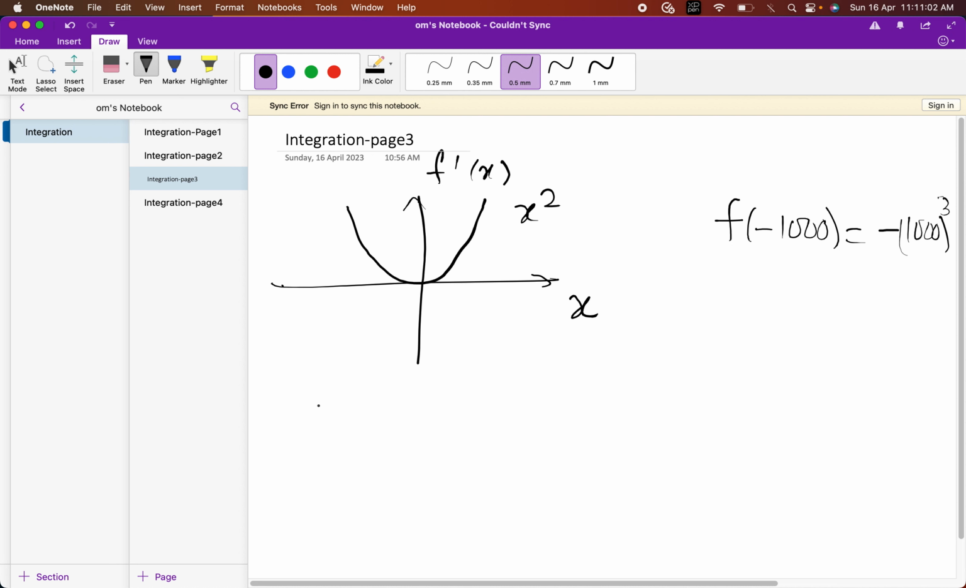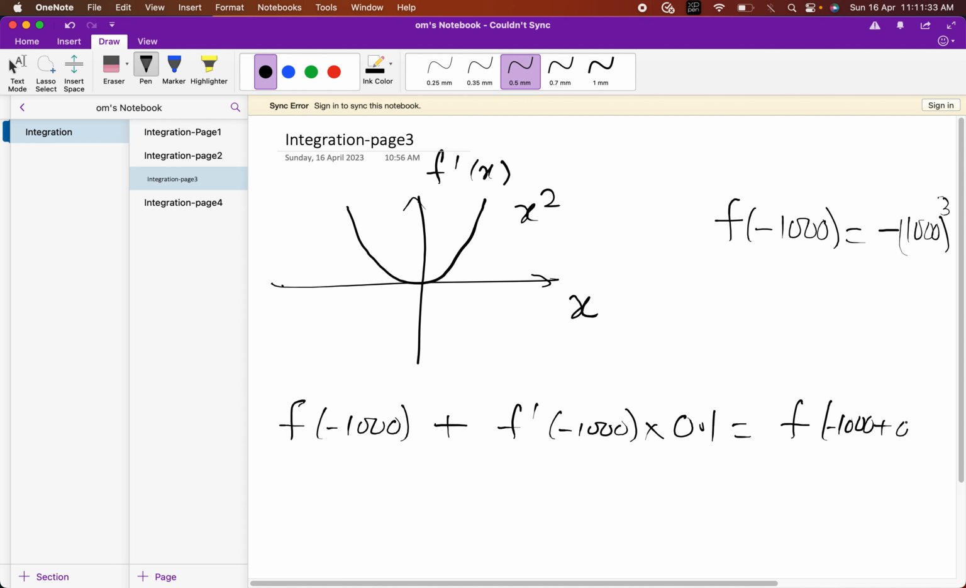And now what does my antiderivative operation do? It says take that value at minus 1000, and if I know the derivative of the function at minus 1000, then I can move in a small step size. Say let me take h as 0.1, and I can reach a point minus 1000 plus 0.1.